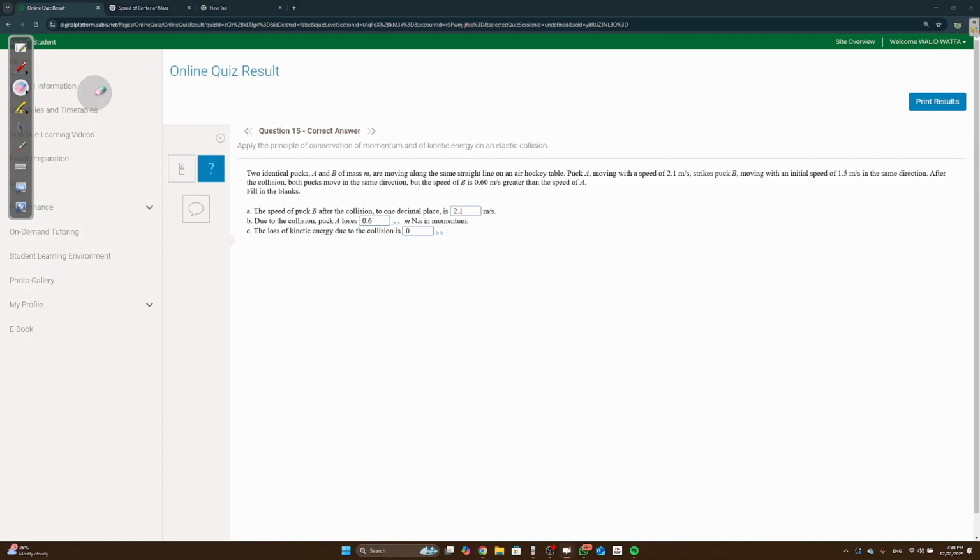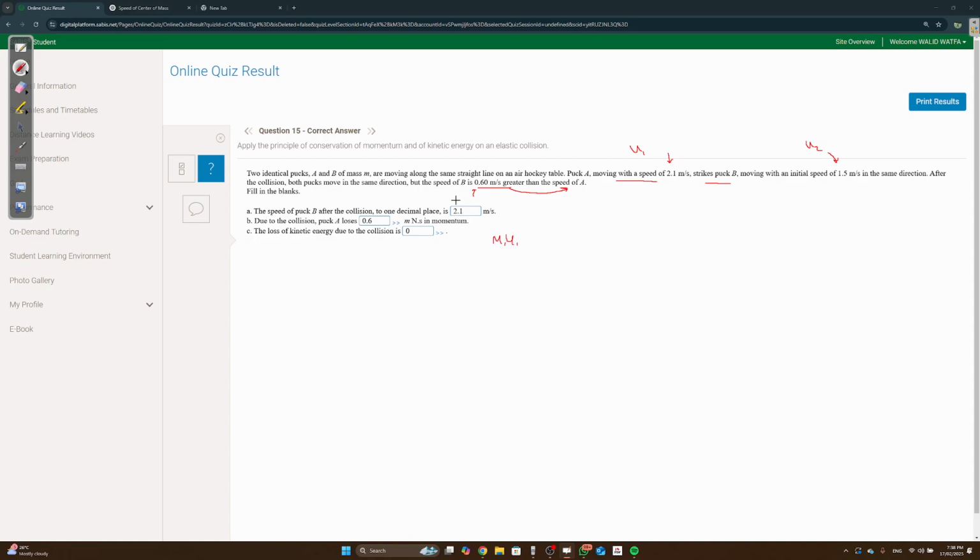Question 15. Two identical pucks of mass A and B are moving along the same straight line on a hockey table. Puck A moving with speed 2.1 strikes puck B moving with an initial speed of 1.5, U1 and U2. After the collision, both pucks move in the same direction, but the speed of B is 0.6 meters per second greater than the speed of A. This should be very easy. Find the speed of puck B after the collision.